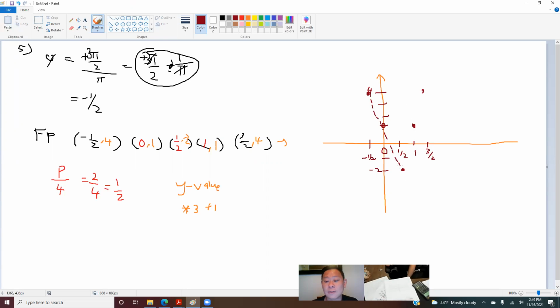And this is not your answer yet. I need how many cycles? 2. So you just duplicate this. The next one is 2, it will get back to 1. And then the next one is 5/2, you get back to -2. Then 3 gets to here, and 7/2 will get back to here. So this will be a 2-cycle graph, which I want you guys to draw.